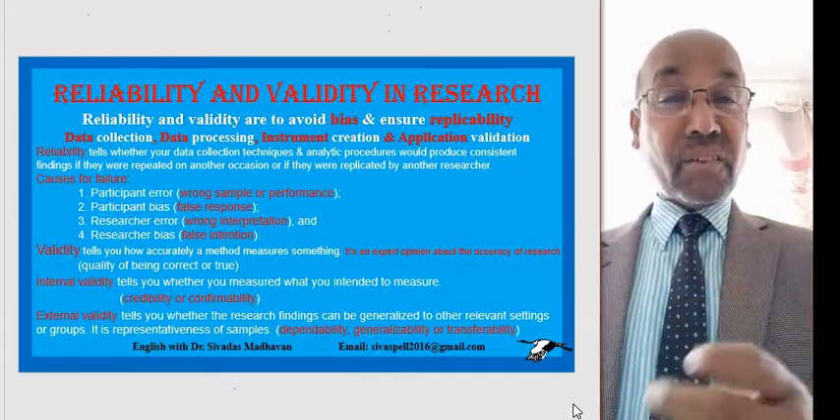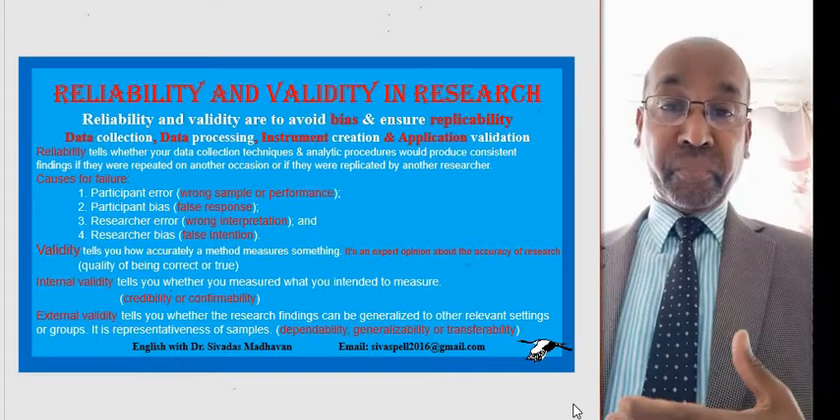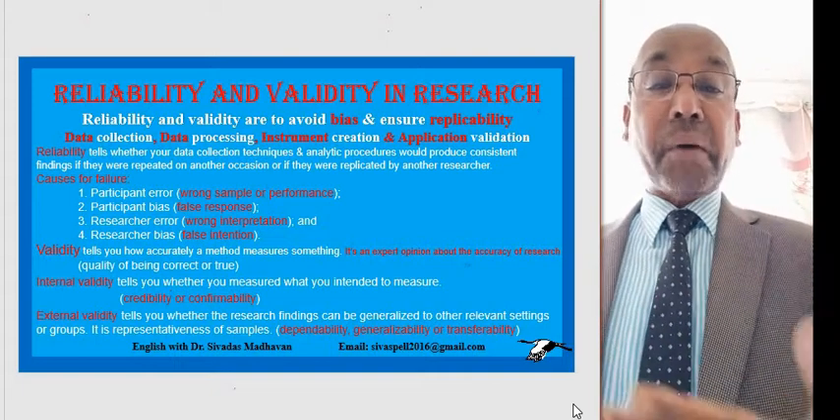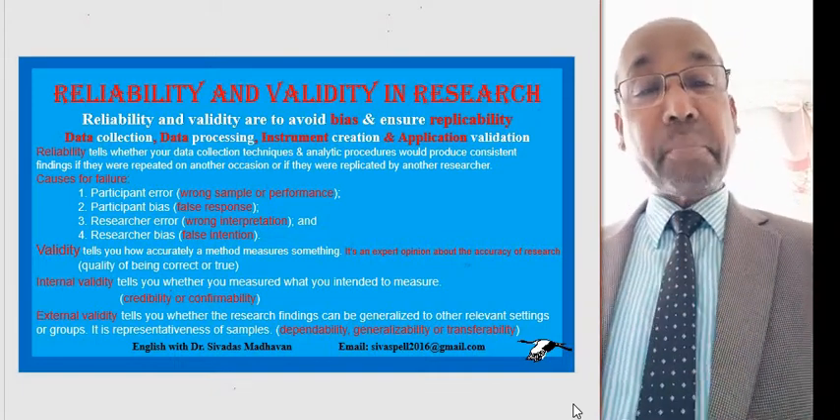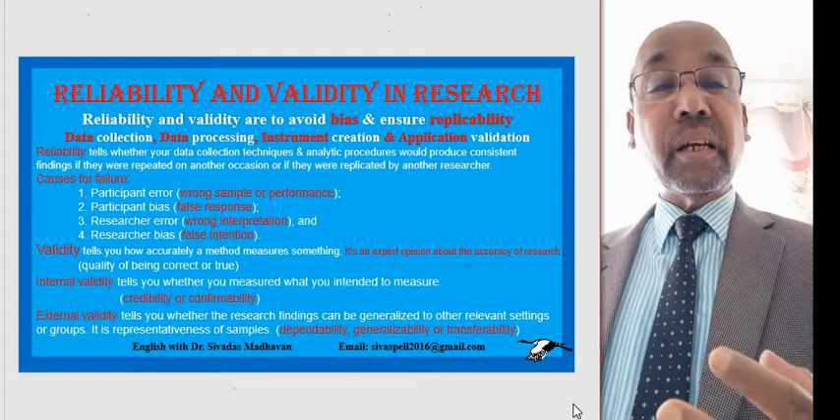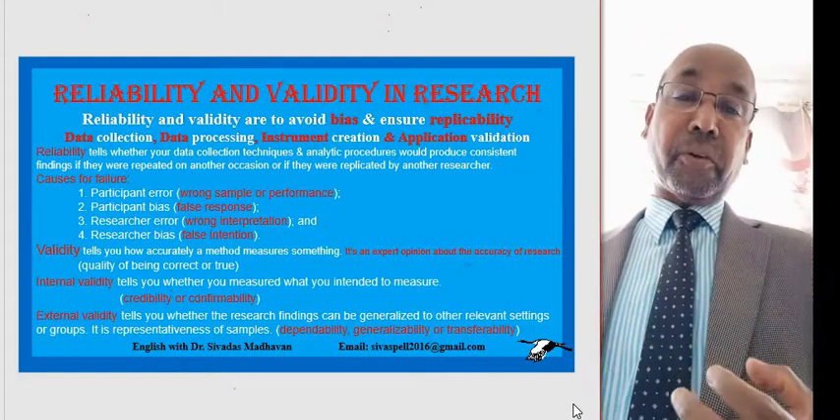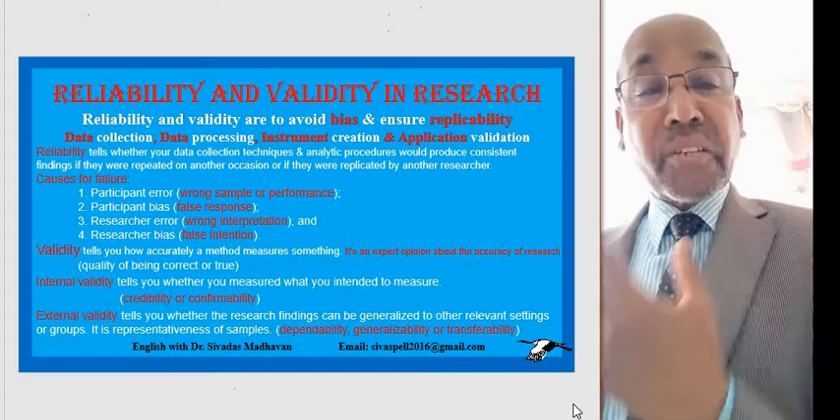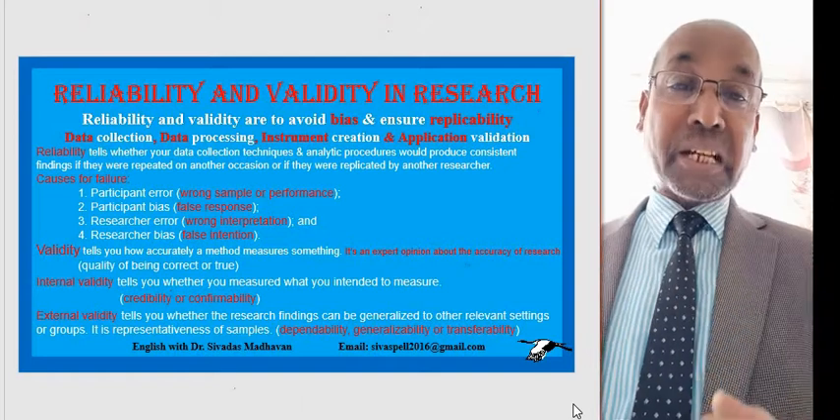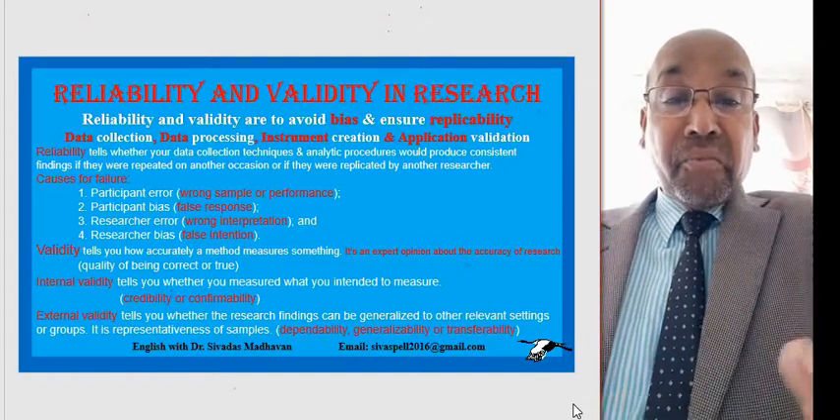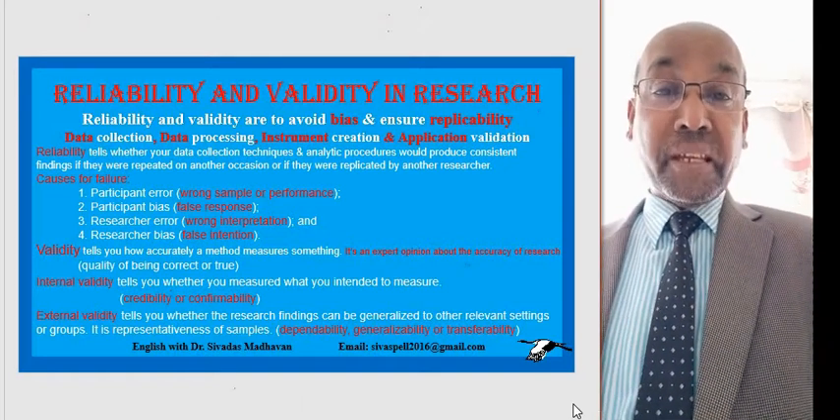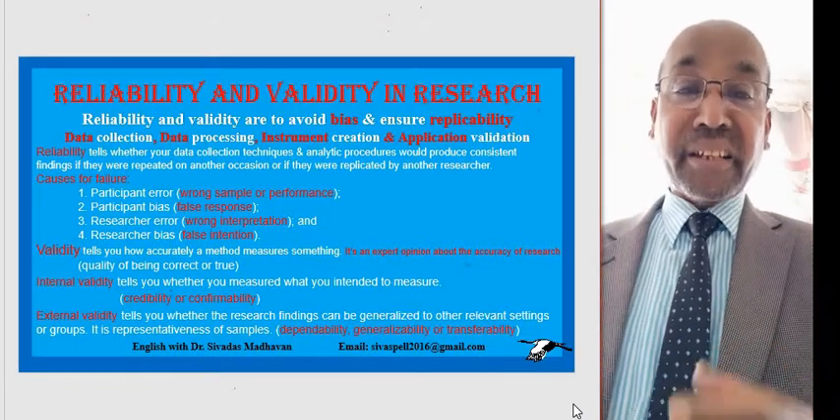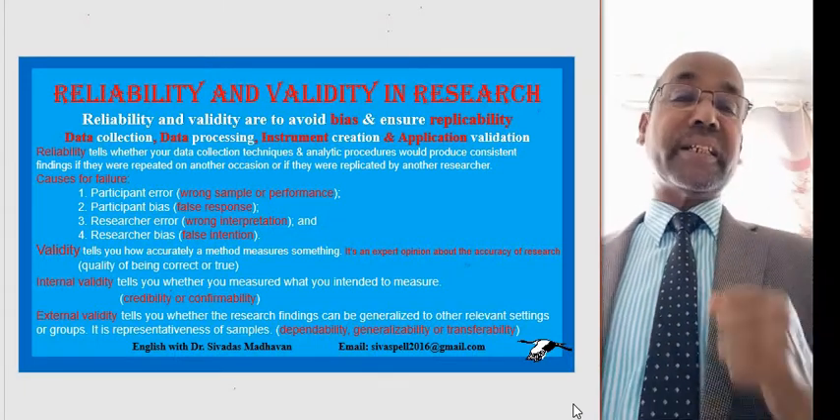And in the case of the problems that come in the way, there are different types. It may be sometimes participant error. Participant error means a wrong sample. You selected a wrong sample to study the problem. Or it can be sometimes the wrong performance of the participant. The participant may have his own idea. He is also a human being, so he will be influenced by different sources or different reasons. So that may cause a trouble.